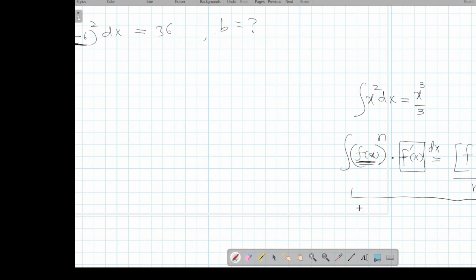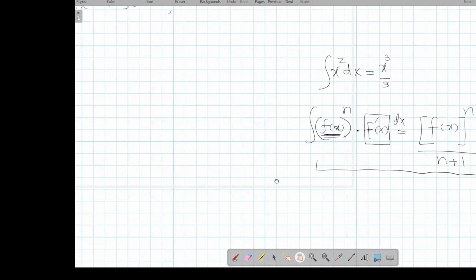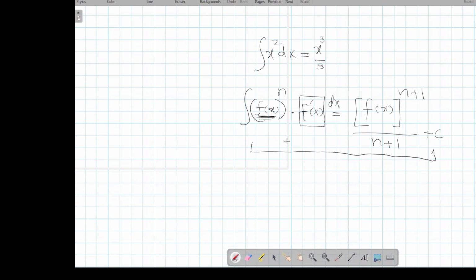Same, we just did this. Same reverse chain rule, right? Okay? Or do you want to see where this is coming from? Where does this derivative come from?